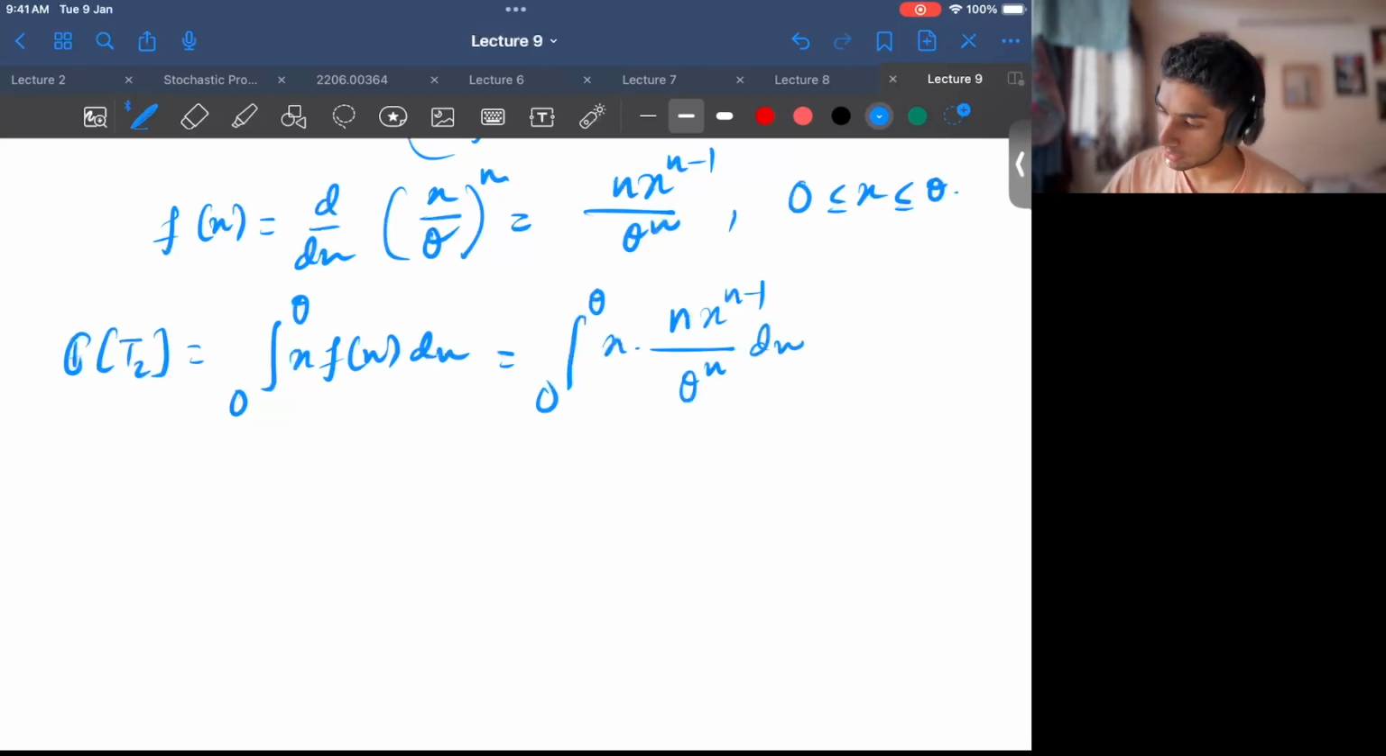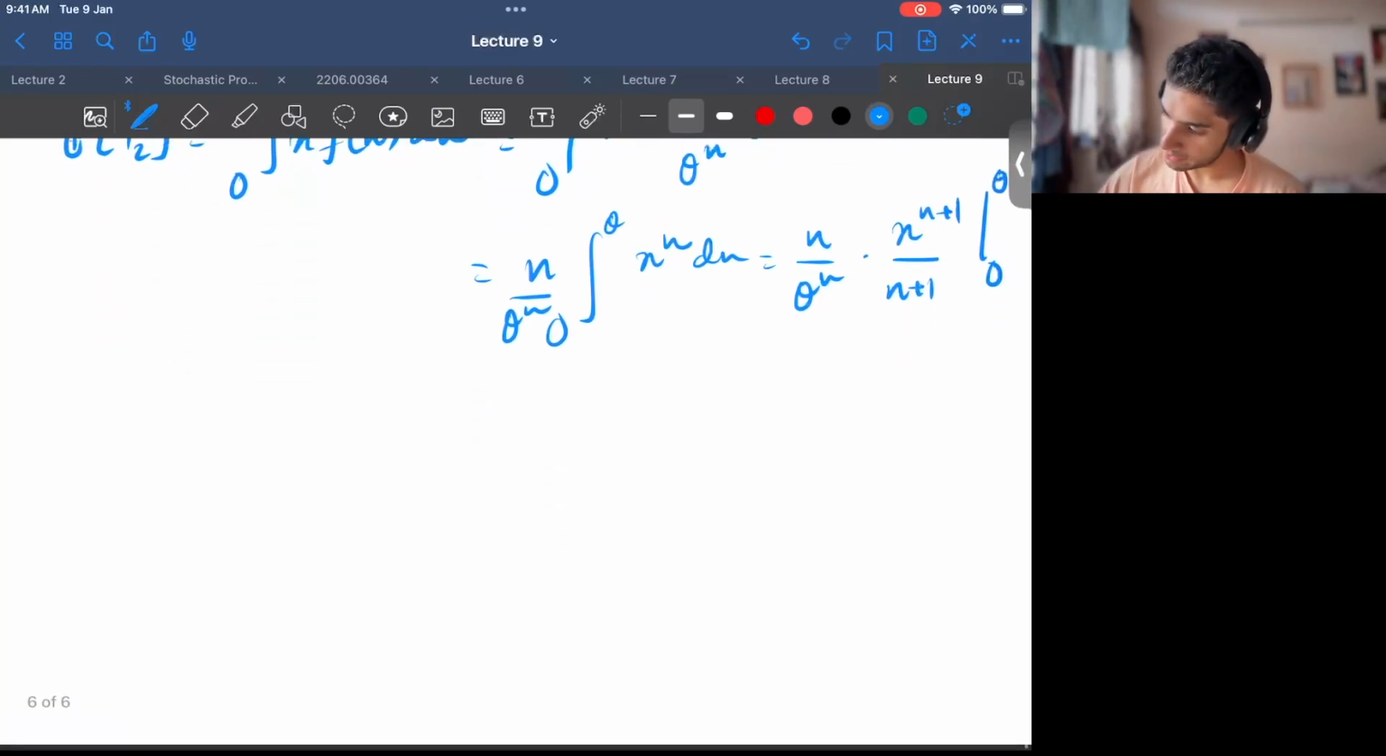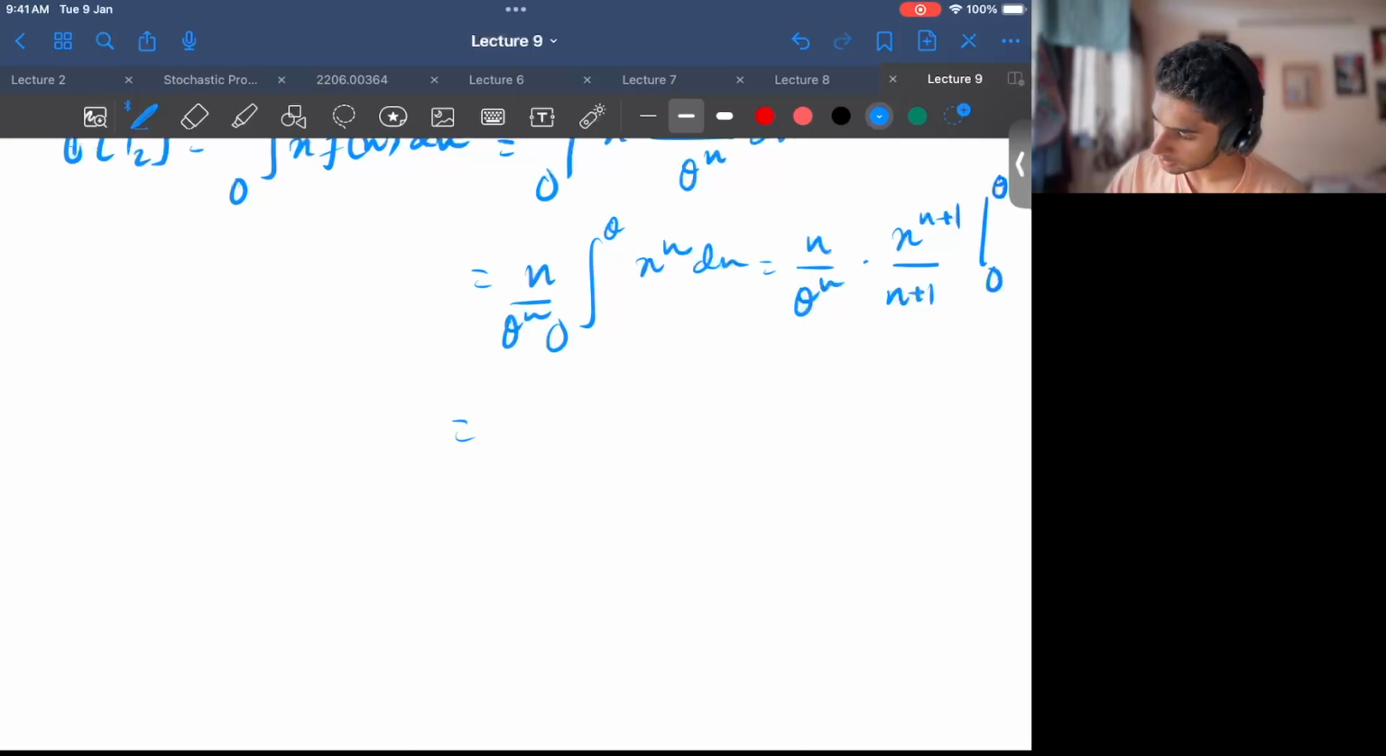So what will this thing become? Simple thing. 0 to theta n x raised to n, theta raised to n will come out, dx. This thing will become n over theta raised to n into x raised to n plus 1 over n plus 1, going from 0 to theta, right? So this thing will become n over theta raised to n into theta raised to n plus 1 over n plus 1. This will become n theta over n plus 1, right?